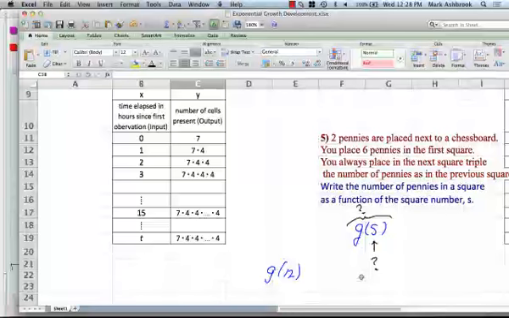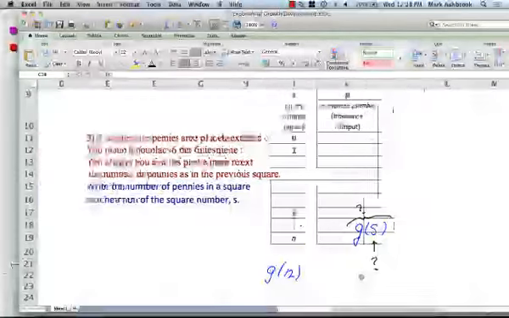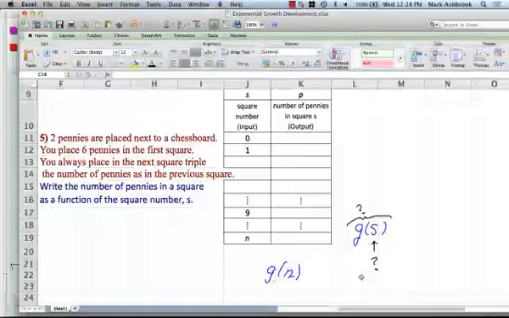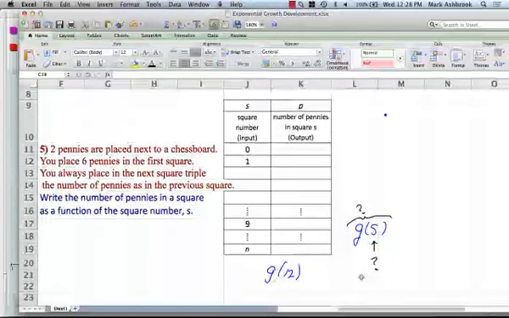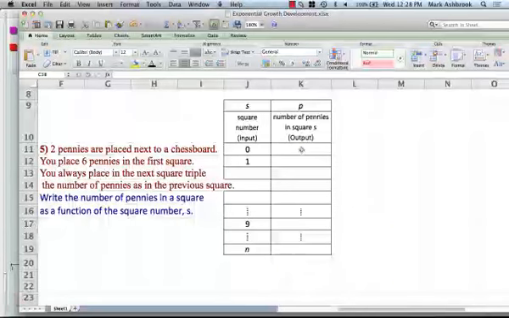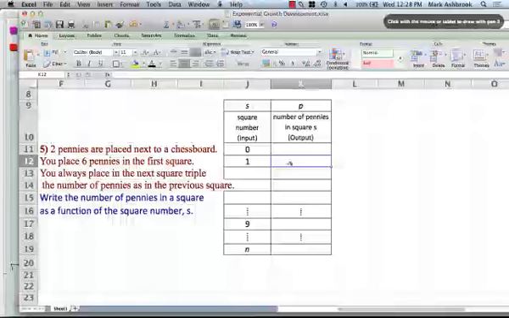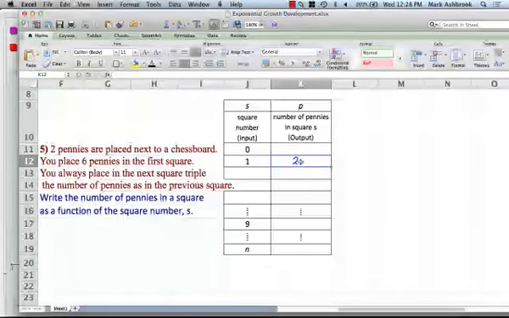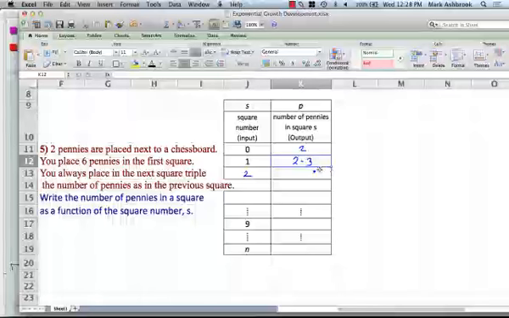Okay, so let's build it up here, and then see if it agrees with what you came up with. On square number 0, how many? So that's off the board, right? Square number 1 is 6. Where did that 6 come from? It came from 2 times 3. Good. And now we go to the second square: 3 times 3. Does this agree with the setup?